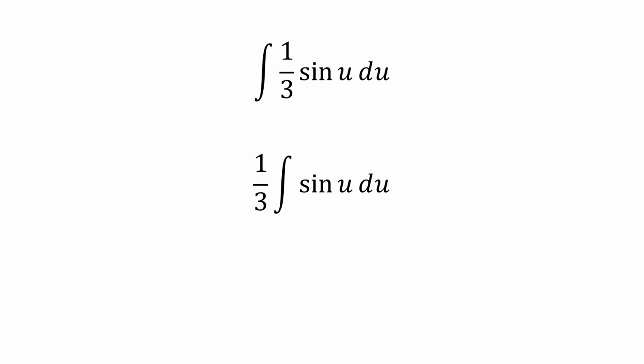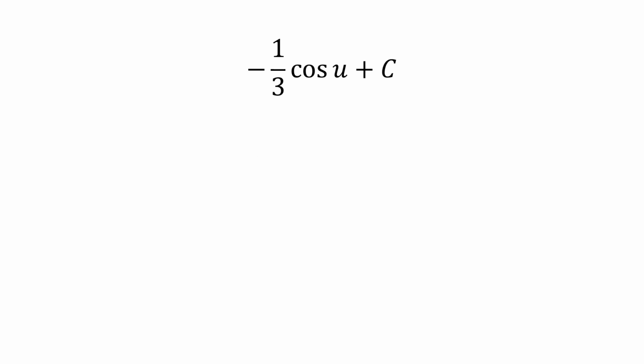Integrating, we obtain minus 1/3 cosine of u plus c. Back substituting, we arrive at a final answer of minus 1/3 cosine of x cubed plus c.